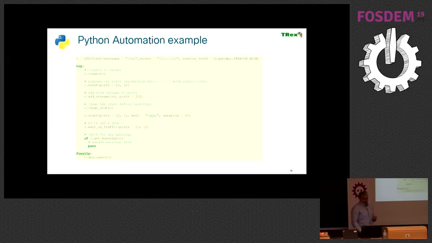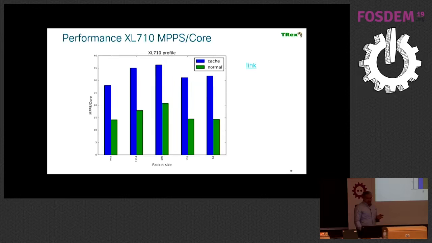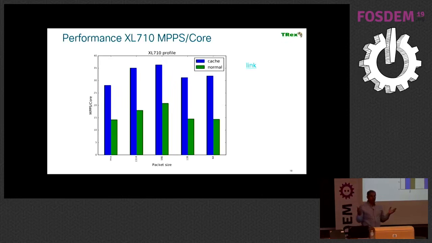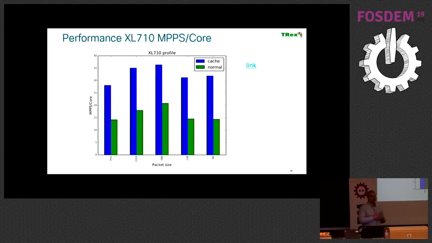So really, really simple API. And TRex does the hard work to separate what you ask it into multiple cores. It's done by magic. Okay? You don't need to separate the profile. So this is the thing that we do for you. This is the performance. This is on the XL710 on one core. You can see that we can reach 30 megapackets per second in one core, and it's linear scale. So it's all about the performance.